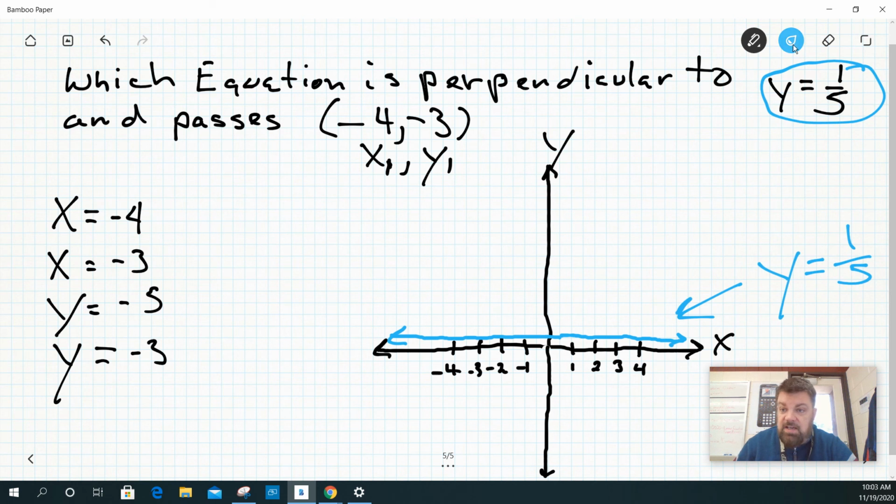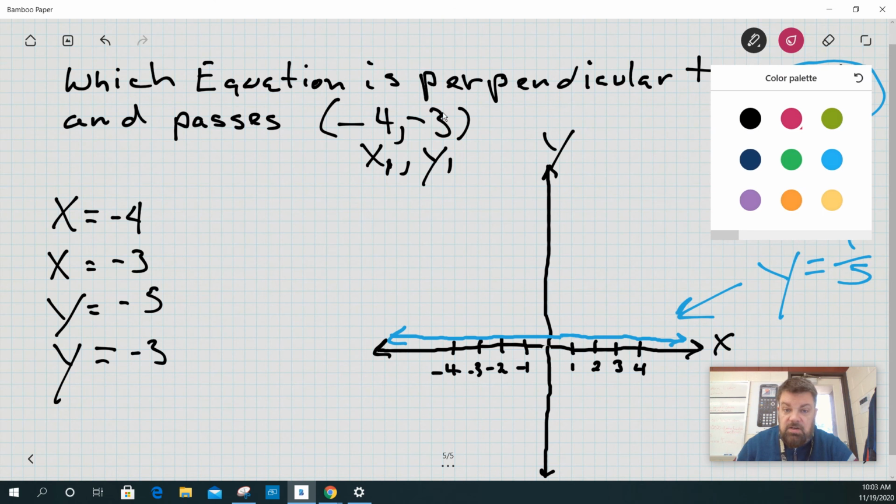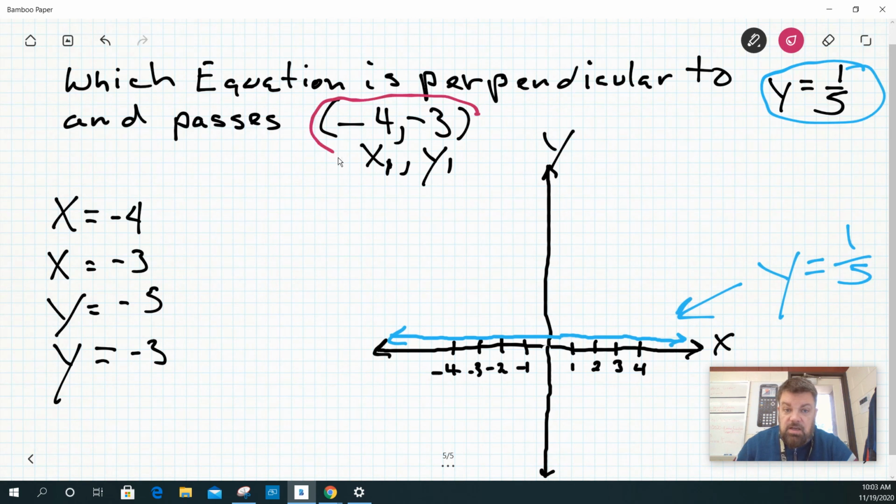Then the next thing is I need a line that's perpendicular that passes through this point here. So if I count, if this is -1 and this is -2 and this is -3, then I've got a point right here. This is -4, -3. I went over 4 units to the left.